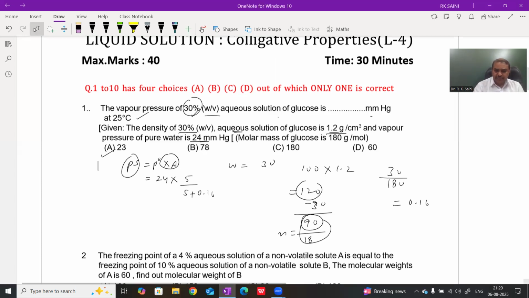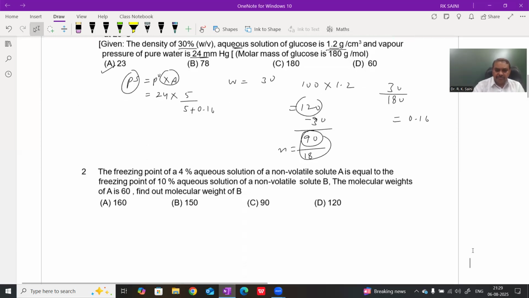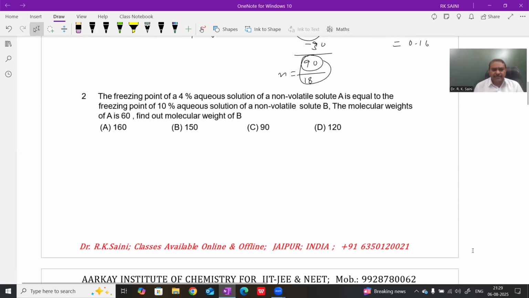Next. Question number second. Very important question. Freezing point of 4% aqueous solution of non-volatile solute A is equal to the freezing point of 10% aqueous solution of non-volatile solute B. Molecular weight of A is 60. Then find the molar mass of B.